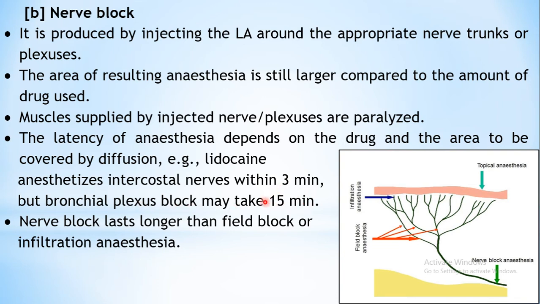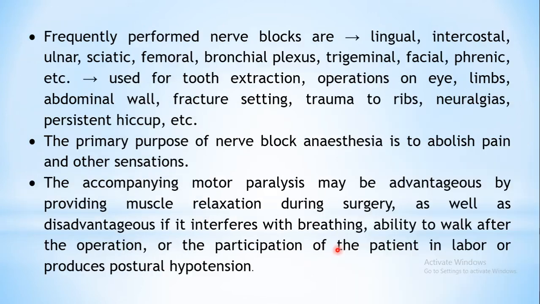So the action of the drug depends upon the type of nerve or the plexus which is involved, or the area where you are supposed to inject it. Certain areas may get anesthetized at a faster rate, certain areas may take a little bit longer. If you consider the duration of action, this lasts even longer as compared to field block or infiltration anesthesia. No doubt the area which is getting anesthetized is larger, the duration of action is also longer, and the anesthesia is stronger compared to these two types of anesthesia.